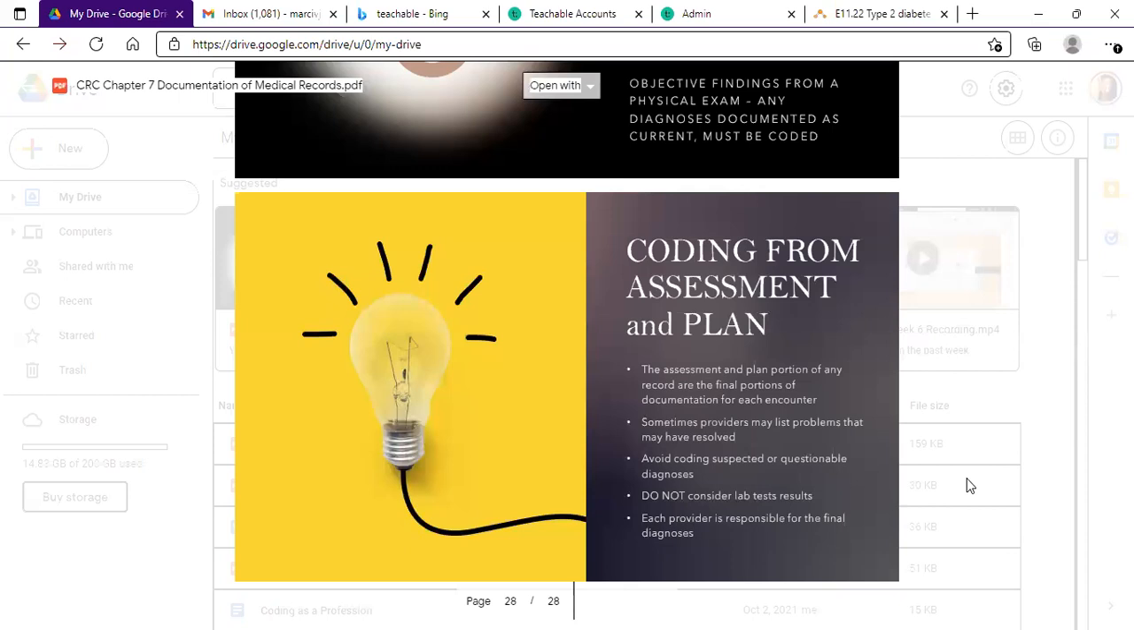Number 5, which code is not appropriate to assign ICD-10 code J44.9? The answer is going to be B. Some people told me they were confused on this one, so let me give you a little explanation behind that. Okay. So if you look in your book, which code is not appropriate to assign?